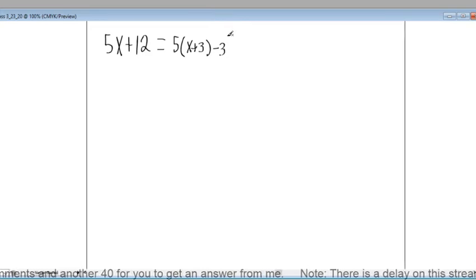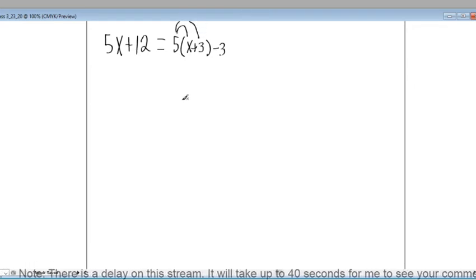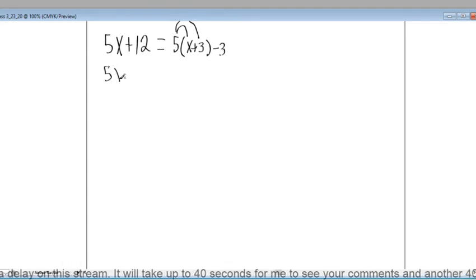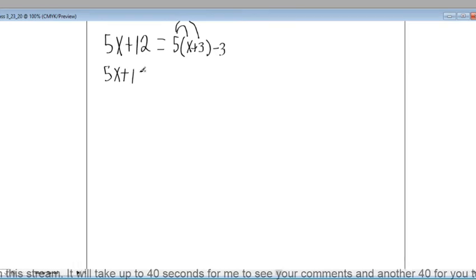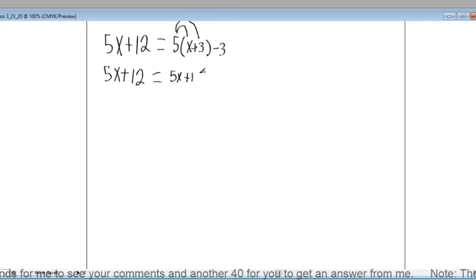All right, well, first things first, we've got an expression here on this side that needs to be simplified. We have these parentheses here. We need to break those parentheses open to get these values out. So we're going to need to distribute 5 into the parentheses. Okay, so this side, nothing happens. It's still 5x plus 12. We haven't done anything over here. This side, again, we distribute that 5 in there, and now we have 5x plus 15 minus 3.